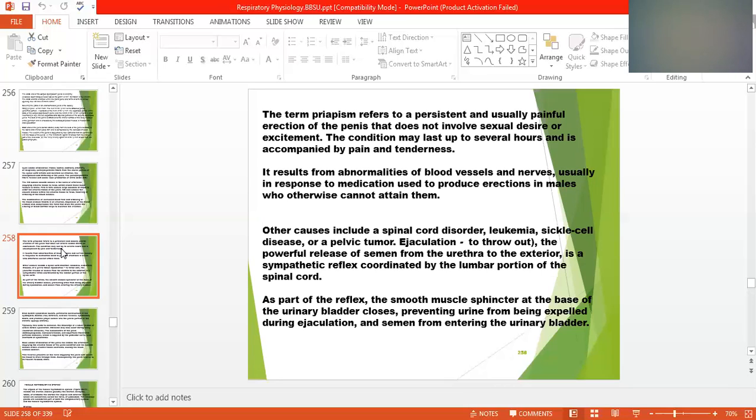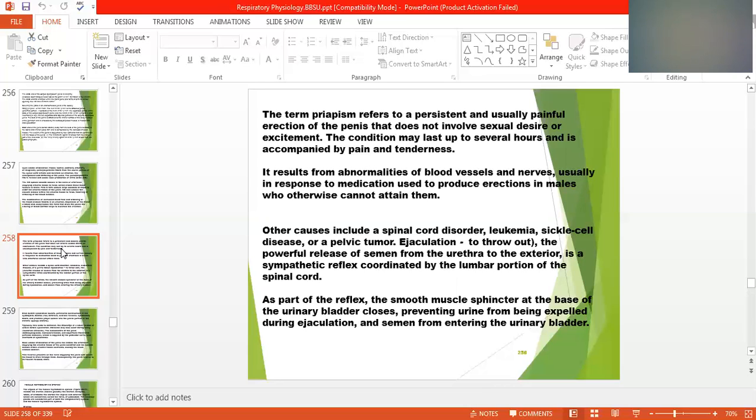This is due to the abnormality of the blood flow, the blood coming to the penis that is oxygenated and the blood going out of the penis that is deoxygenated, as well as a defect in the nerve. Usually in response to medication used to produce erection in males who otherwise cannot attain them.